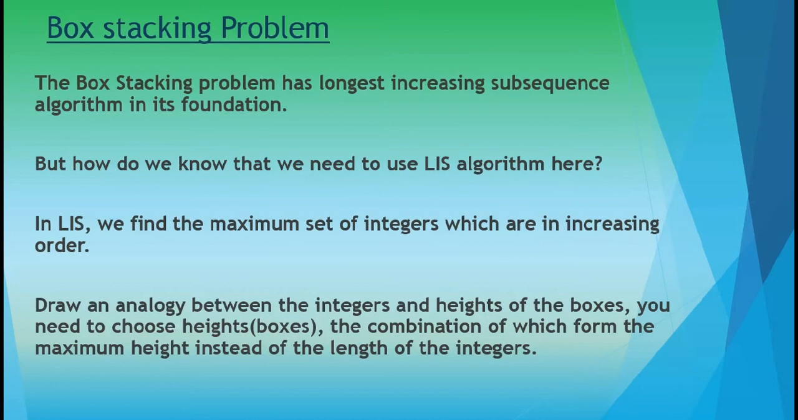All right, now if you draw an analogy between the integers and the heights of these boxes, you need to choose those boxes, the combination of which forms the maximum height, instead of the length of the integers, like we do in longest increasing subsequence. So we focus on maximum height. In LIS we focus on the highest length, but here we have to choose those boxes from which we get the maximum height.